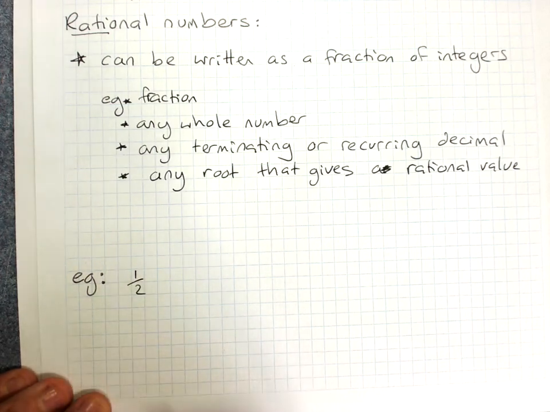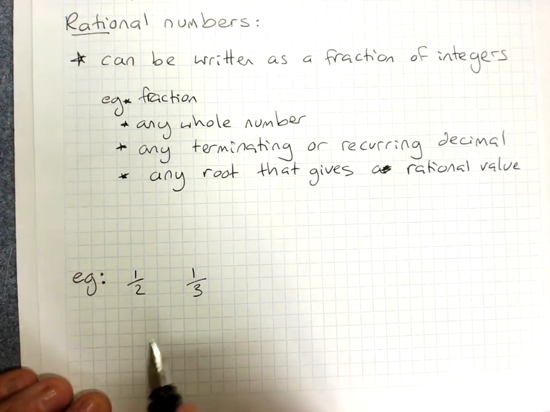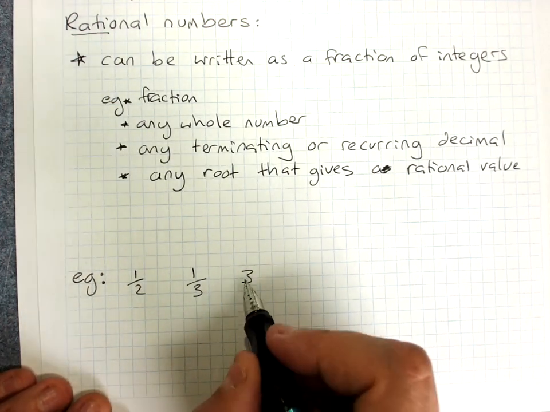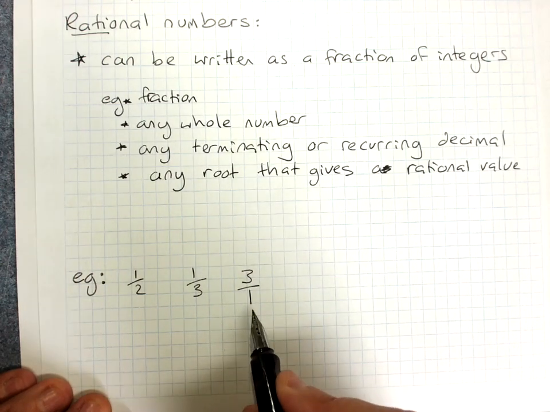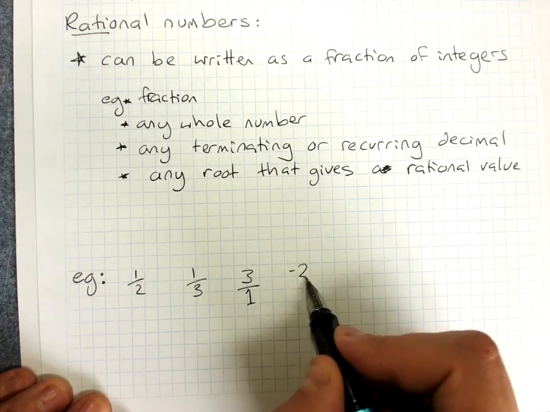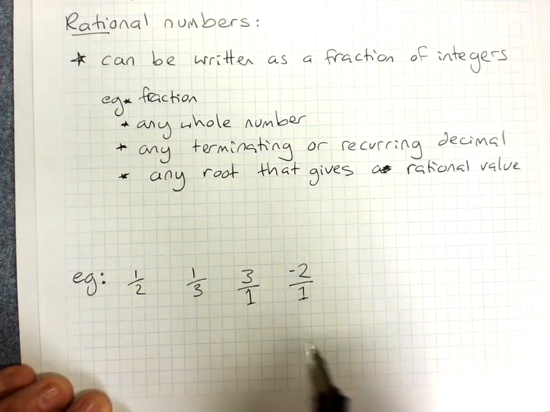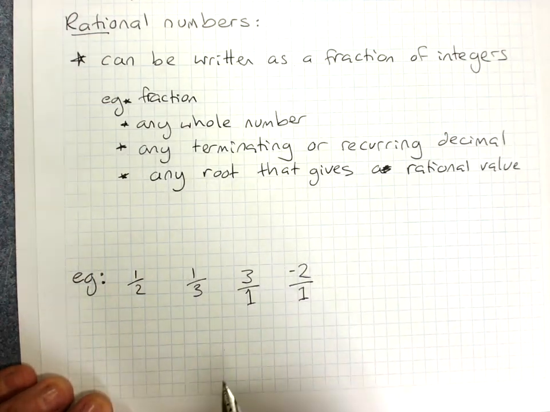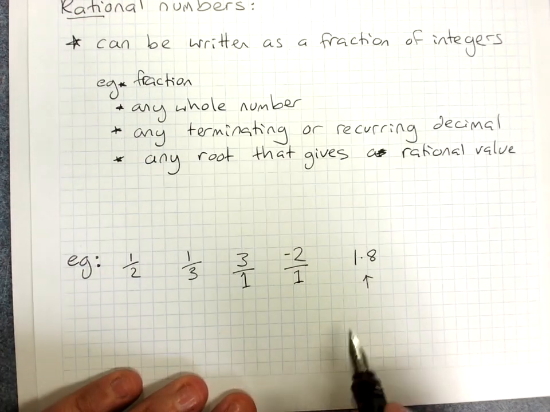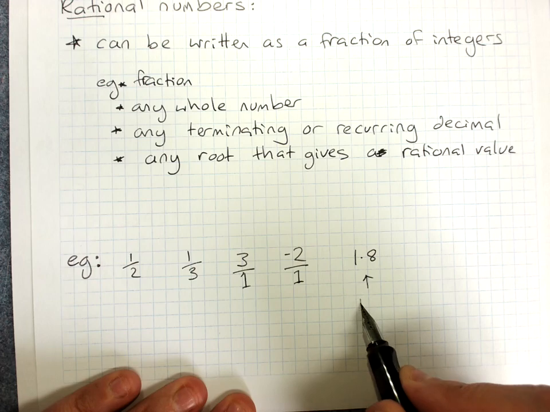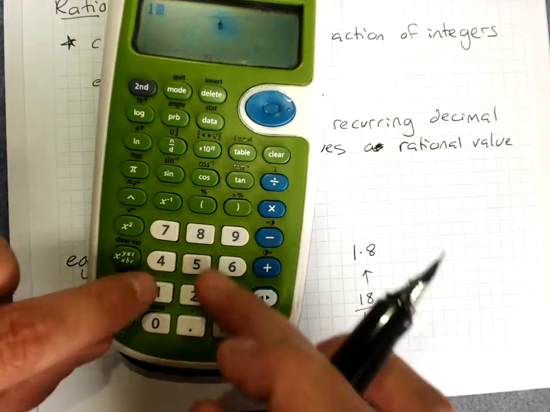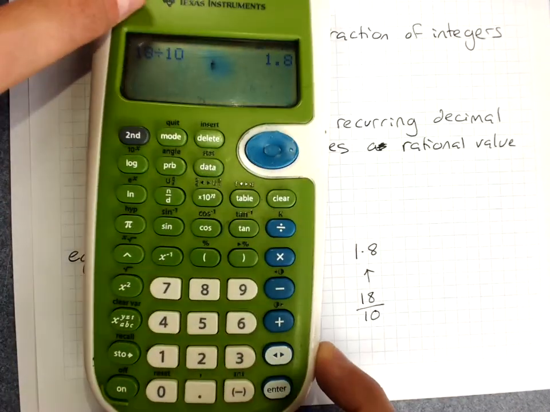A half, it's a fraction. It's rational. 1/3, it's a fraction. It's rational. 3, a whole number. Any whole number can be made into a fraction by putting it over 1, because 3 divided by 1 is still 3. So it's rational. -2, still put it over 1. It can be written as a fraction of whole numbers. It's rational. 1.8, terminating decimal. I could change that into a fraction by writing it as 18 over 10. Double check if you want: 18 divided by 10 is 1.8.